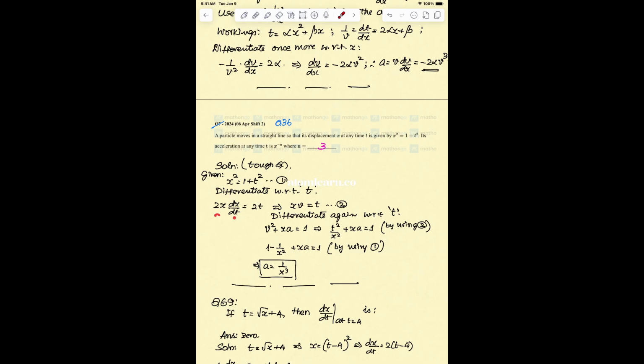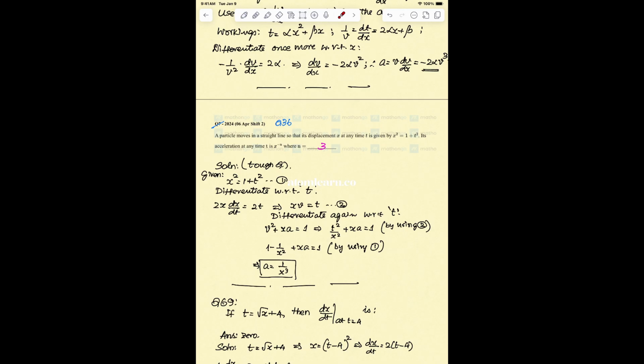You get 2x dx by dt equal to 2 dt. dx by dt is equal to v, therefore this actually means xv equal to t. Then differentiate once more with respect to t, because you want to get down to acceleration. Now use the uv method. First differentiate dx by dt into v, which is v squared, plus x is constant, and then dv by dt will give you a, equal to 1.